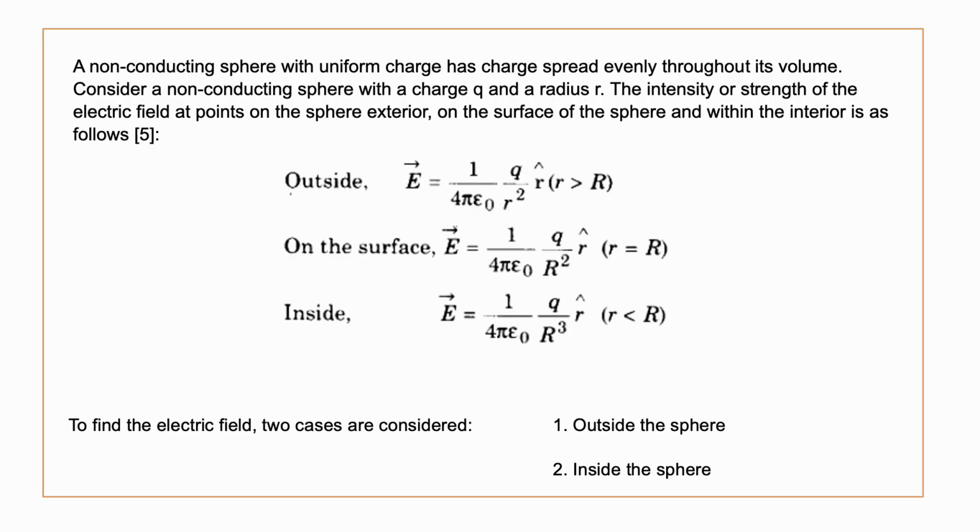In a non-conducting sphere with charge spread evenly through its volume, the electric field depends on where you are. Outside the sphere, the electric field acts like a point charge and decreases with the square of the distance. The electric field lines are evenly spaced. On the surface, the field is strongest, the arrows are the longest here, and the electric field line arrows shrink as you move inward, reaching 0 at the centre.